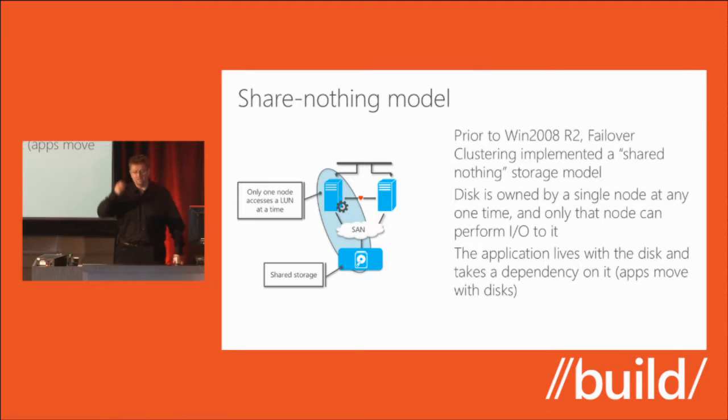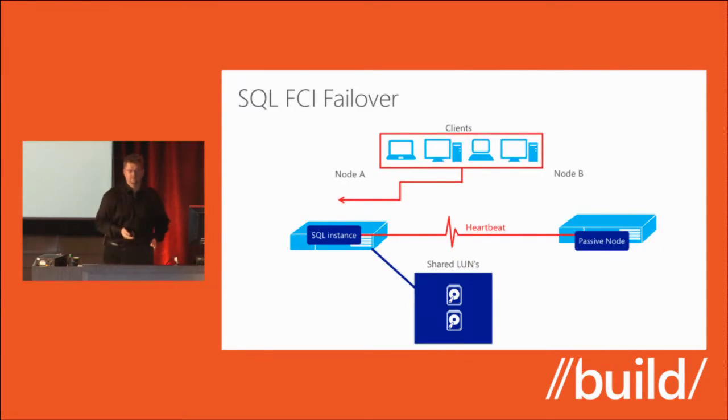So, shared nothing. Prior to Windows Server 2008 R2, failover clustering implemented the shared nothing model. Clustering has been around for over a decade now, since NT4, and in the past a LUN was only available and presented to a single server at a time. When we wanted to switch things, we would switch ownership of the LUN: we would dismount the file system from one node and then mount it on the other one. Here's how that would work.